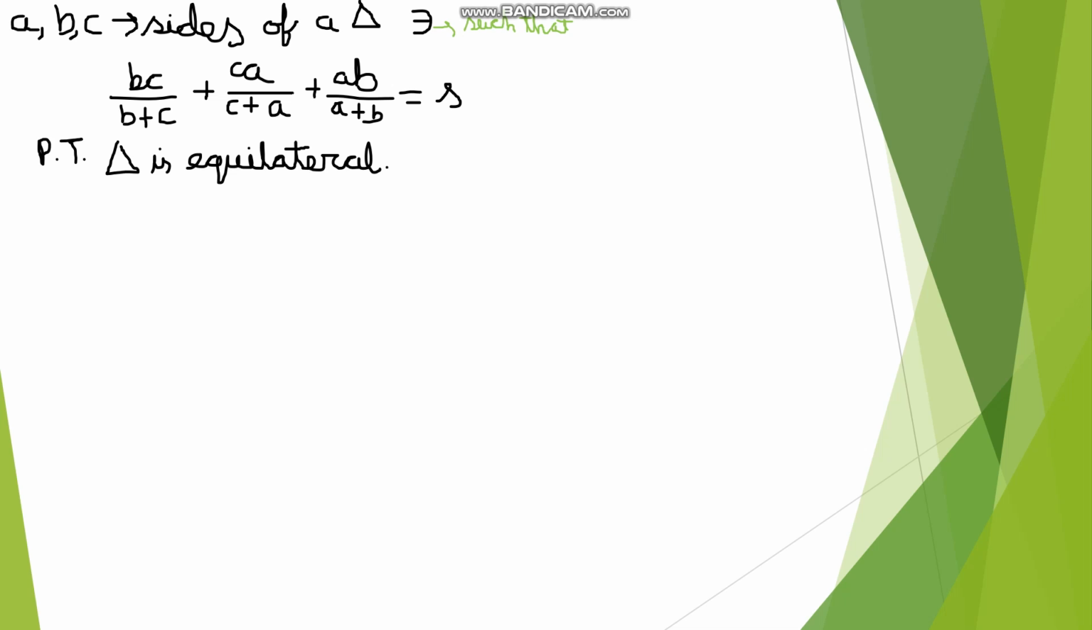As we know, the semi-perimeter S is A plus B plus C by 2. Now you may try the question by pausing the video. I am moving on to the solution. Hope you have tried it out.